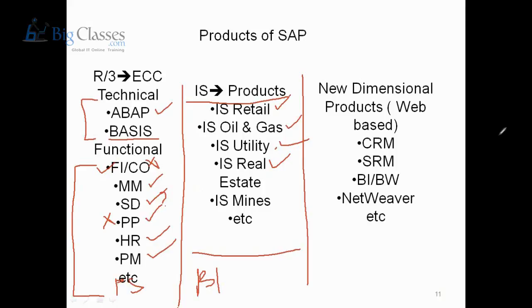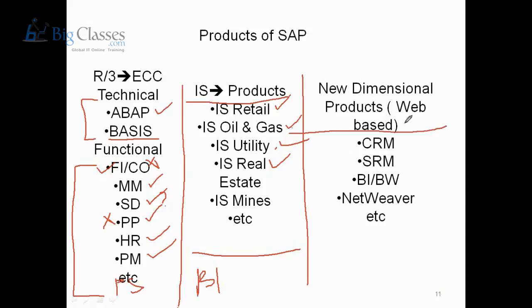You are using Amazon sites, right? Have you got any training from Amazon to use that site? No. Then how are you using it? That means it is very user friendly. Anyone can use the site with some basic internet knowledge. But is using SAP so easy? No, you need some training. So that's why SAP launched some new dimension products, or web-based products.